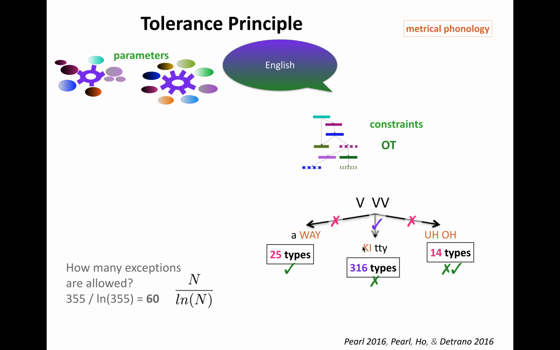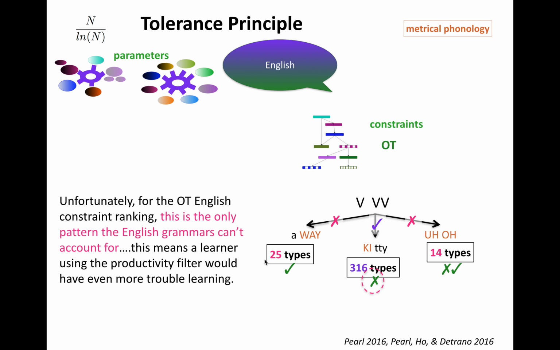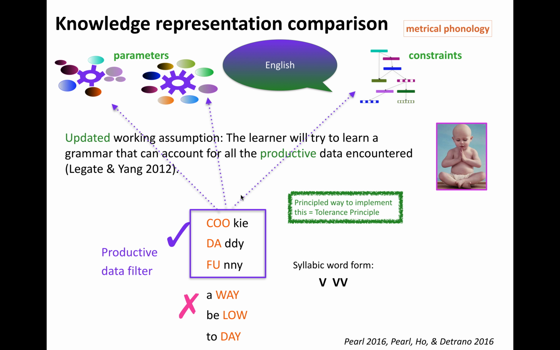That's fantastic. But guess what? This is in fact the only one that the OT grammar couldn't account for. We have a dominant pattern. We're going to, as a learner using this kind of filter, actually pay attention to it and try to learn from it to learn the right grammar for our language. But oops, this is the only one that the English grammars can't account for. So this means the learner using the productivity filter would have actually even more trouble learning the English grammar from these data. Oops, so it goes. But the thing to keep in mind really is that using this tolerance principle, again, the goal is to learn a grammar that can account for all of the productive data, the ones that are dominant patterns for particular syllabic word forms.